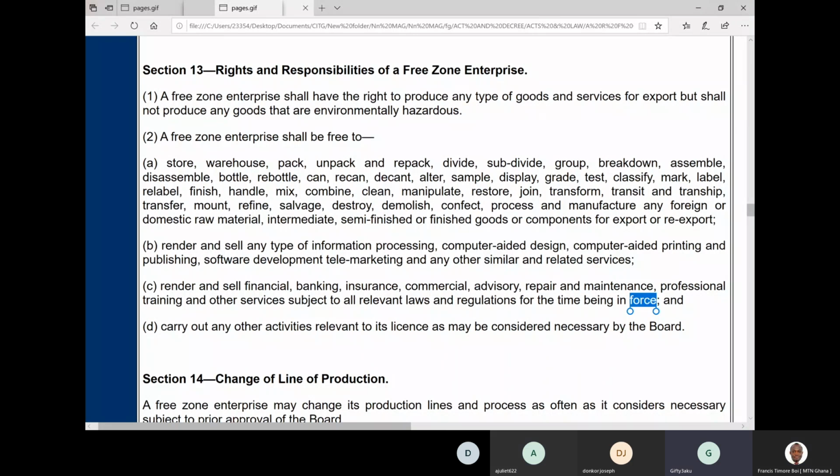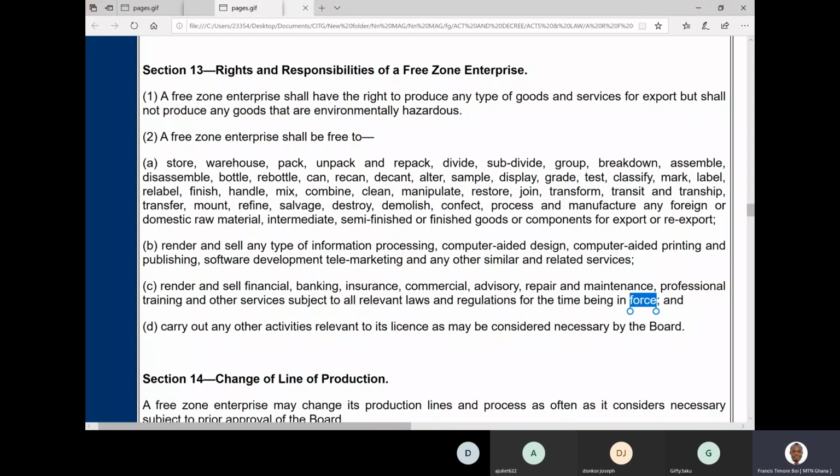C. To render and sell financial, banking, insurance, commercial, advisory, repair and maintenance, professional training, and any other services subject to the relevant laws and regulation. Good. I'm wondering how they can do repairs and maintenance for export. Can you export repairs and maintenance? Maybe they know how. Or maybe when they need you, then you take a plane and go and repair and come back.